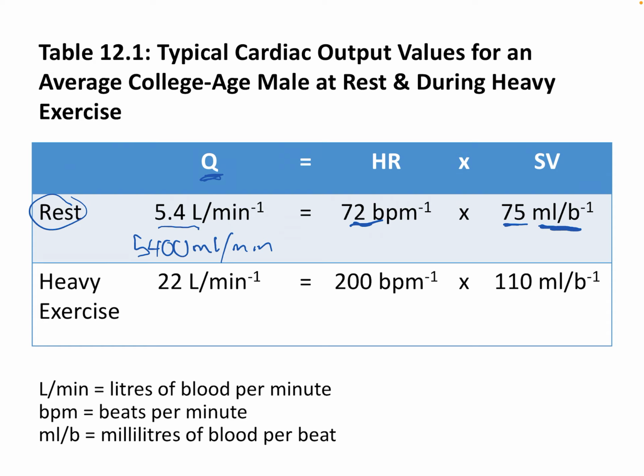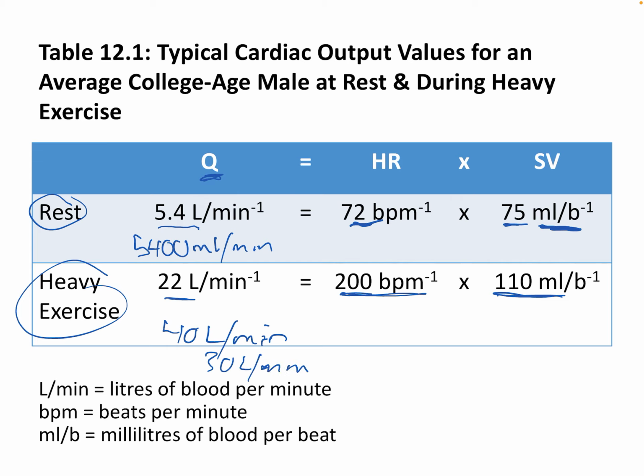When we look at heavy exercise, below we can see how our heart rate increases substantially, as well as the stroke volume increases, and therefore our cardiac output increases by about 4 times. Just so you're also aware, an elite athlete can reach up to 40 liters per minute. Highly trained can get up to around 30 liters per minute. So here we're looking at the average college-age male.